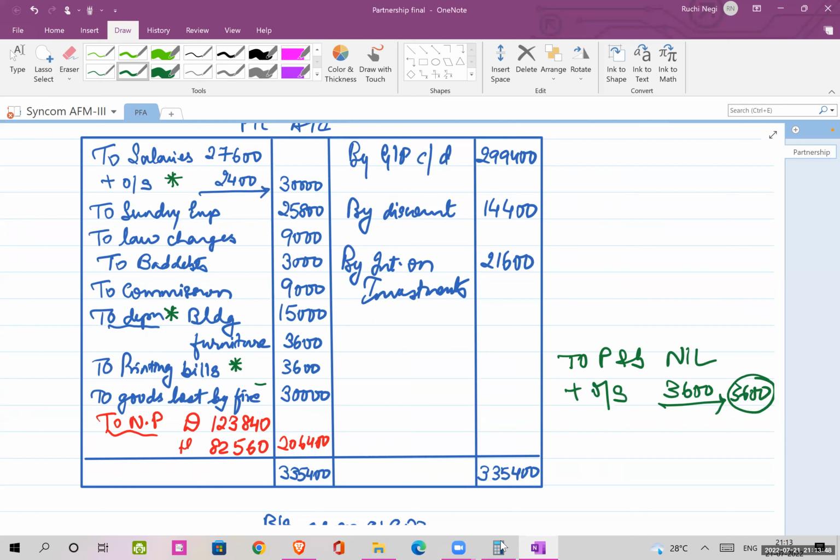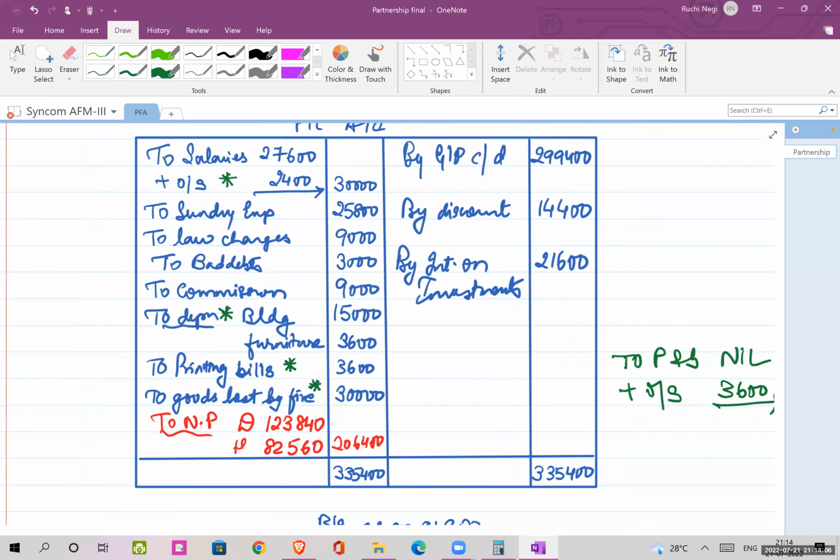Goods lost by fire, its second effect is here. Its one effect was in trading credit. Okay. Discount had only one effect because it was in the trial balance. Interest on investments also had only one effect. It was in the trial balance. Okay. So one effect. Now let's see the closure.